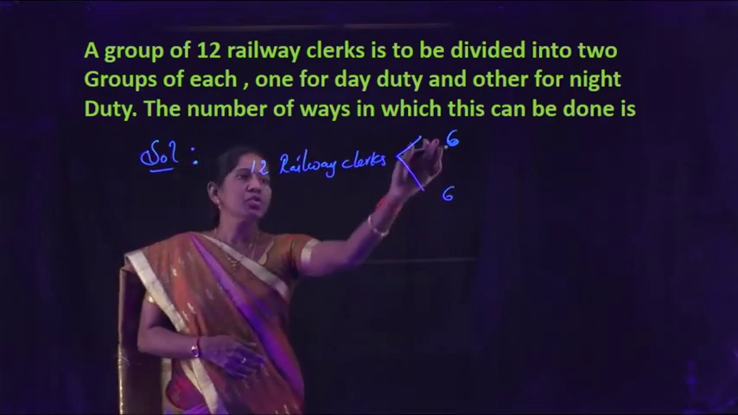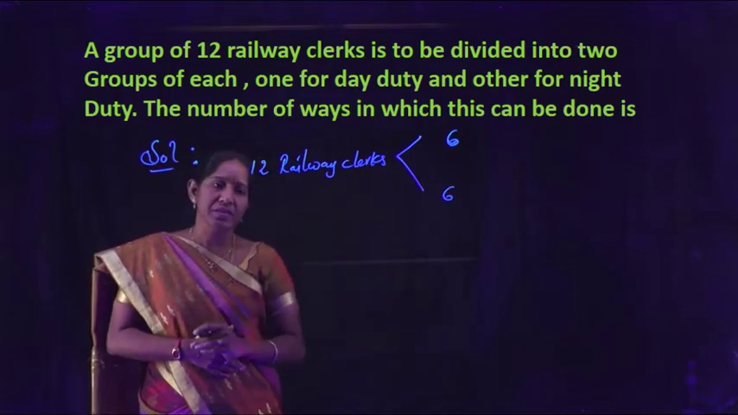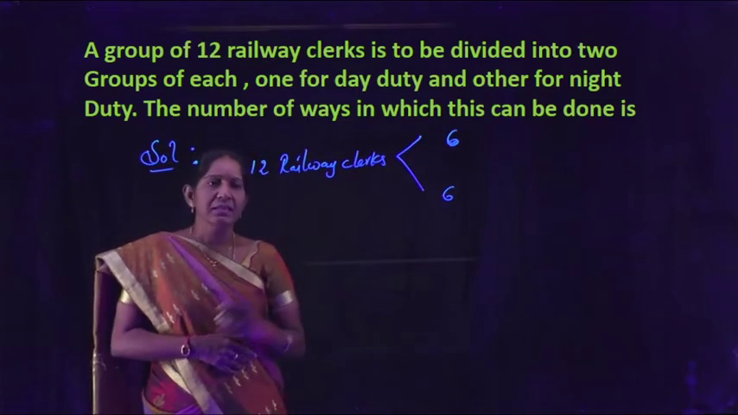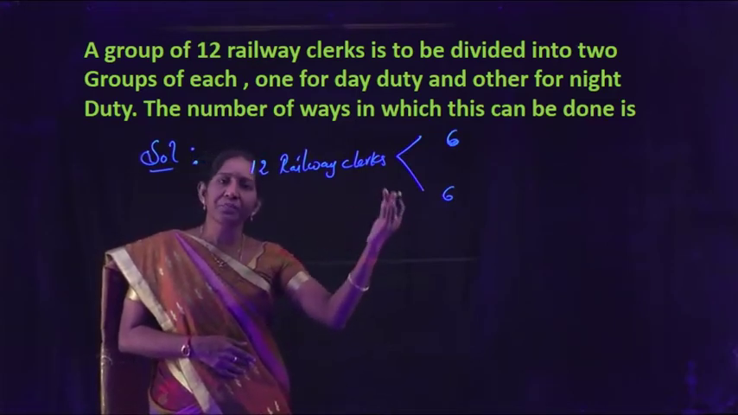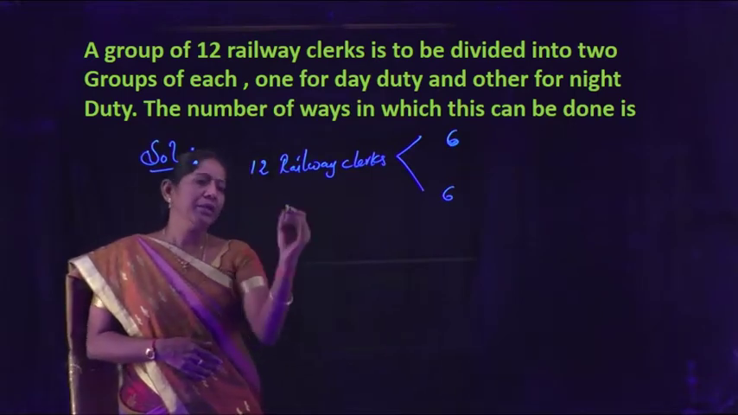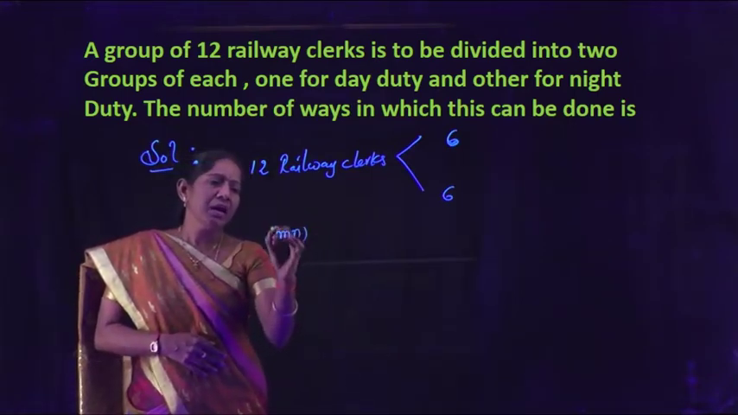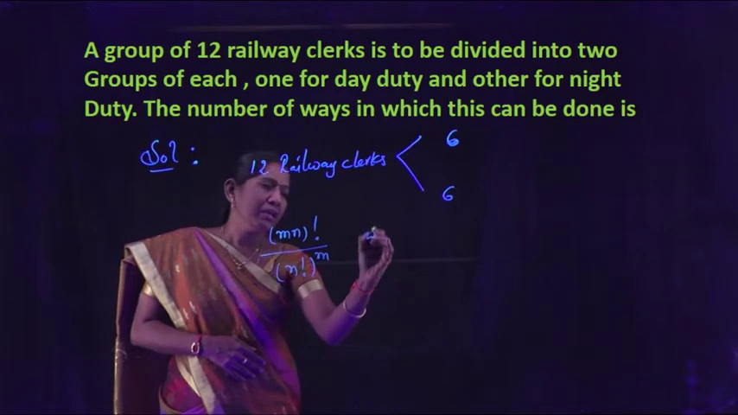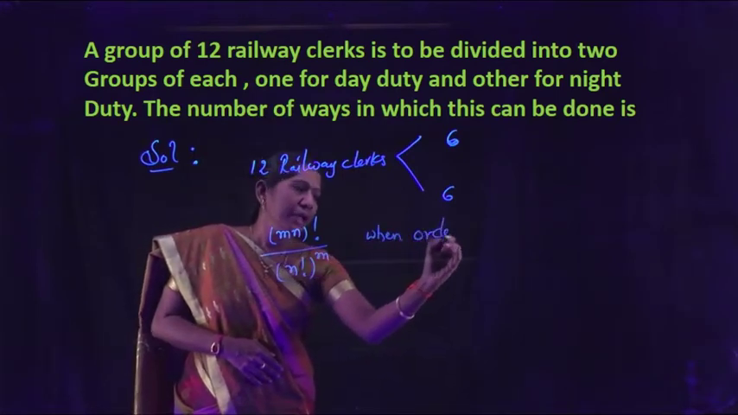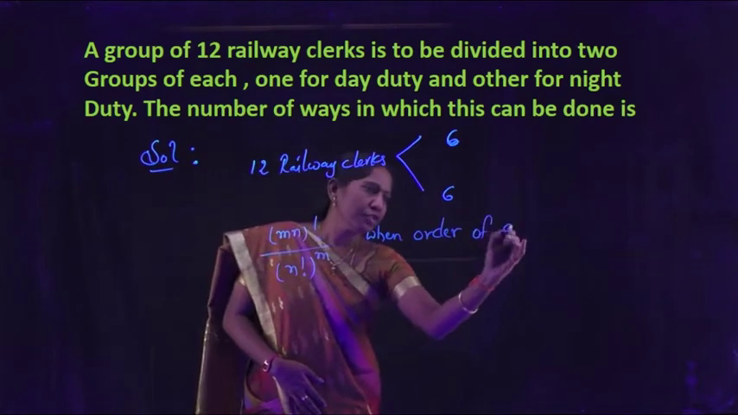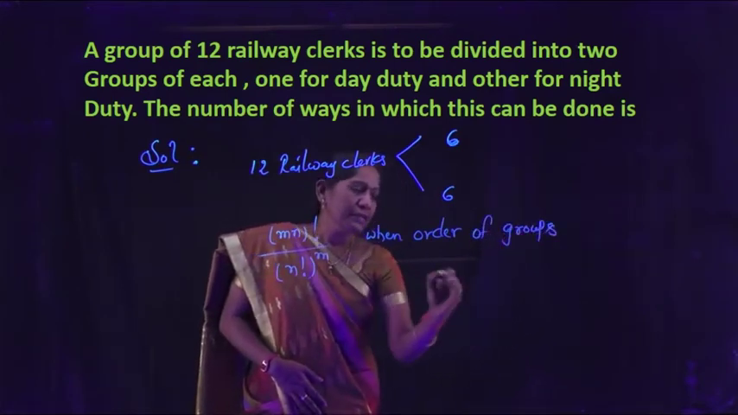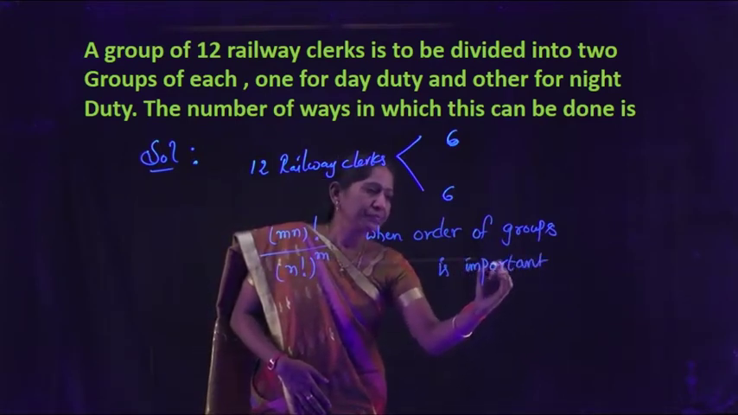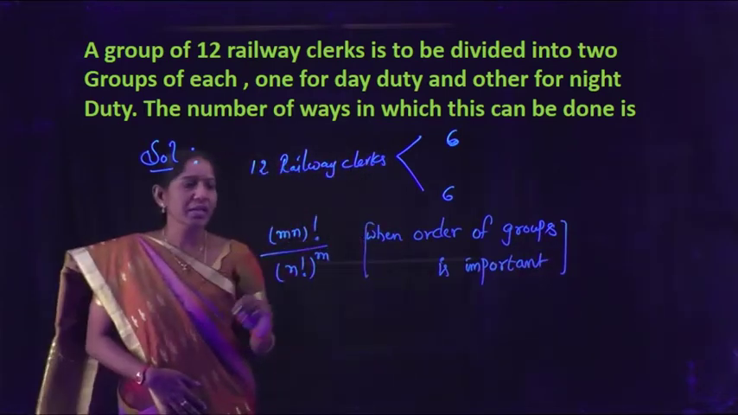That means these two groups can be distributed in two ways. The two groups can be arranged among themselves in two factorial ways. That means the order of groups is important here. When the order of groups is important, then by applying the formula mn factorial by n factorial whole to the power m.